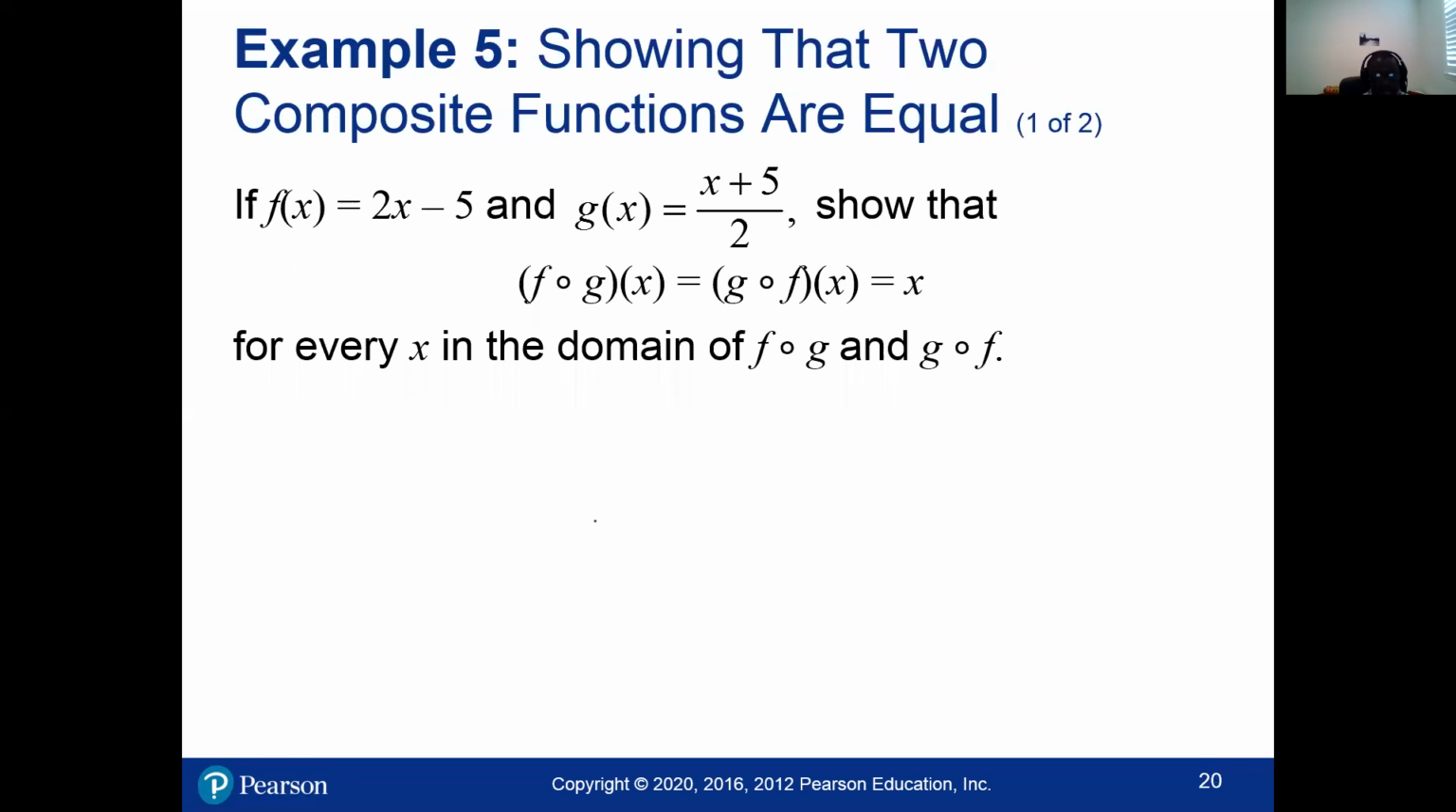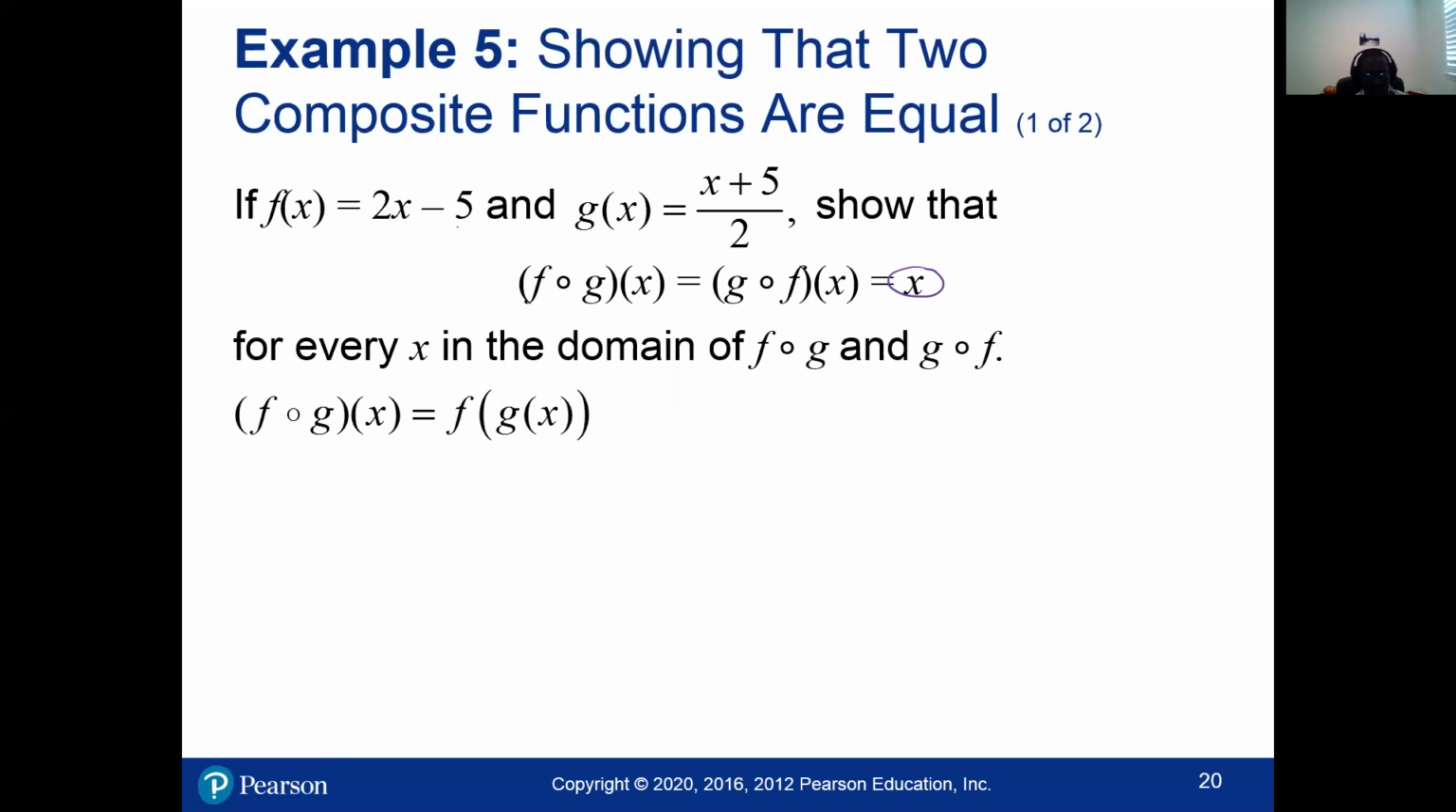Now here we have f of x is 2x minus 5, g of x is x plus 5 over 2. We want to show that if we compose f with g, and then compose g with f, you will get the same x, for every x in the domain of both of them. All right, now let's see.